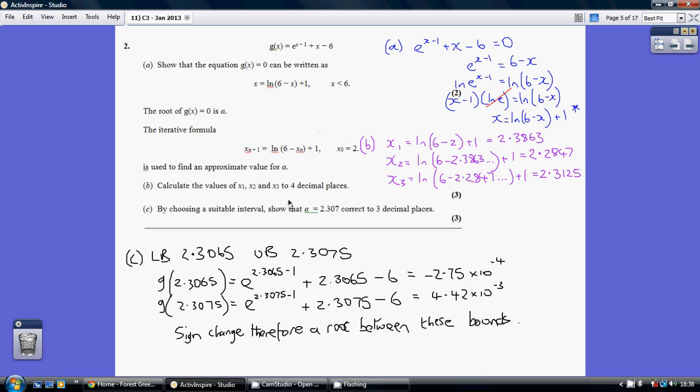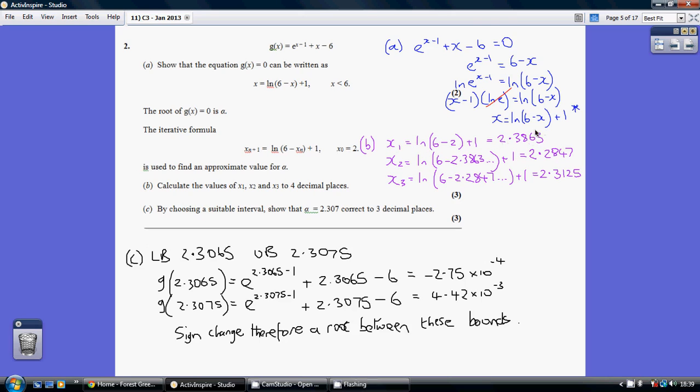Now, iteration, very straightforward. Don't overcomplicate this. All this is telling us is the next term is this, where we substitute the previous term into here. So to find x1, we're going to substitute x0 into this. So for x1, we substitute x0 being 2 into this. Using a calculator, it gives us this.